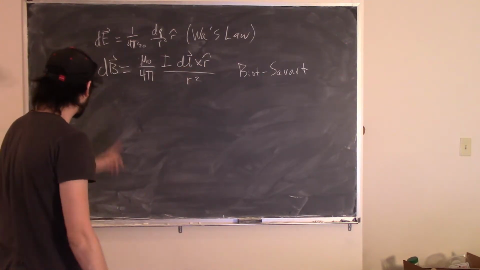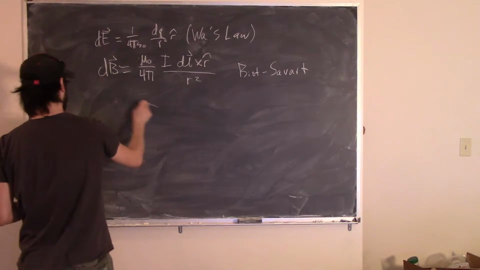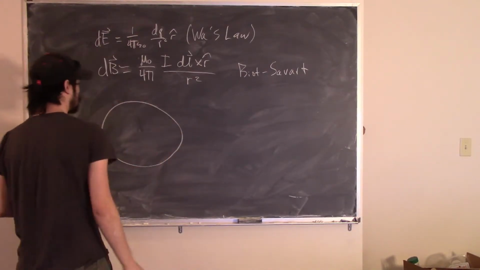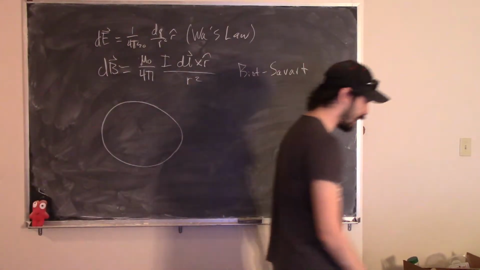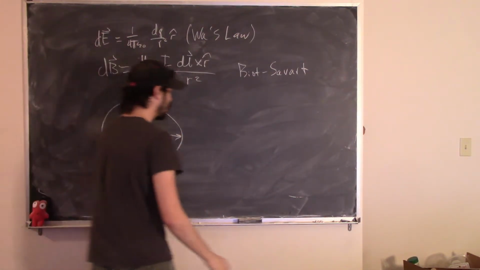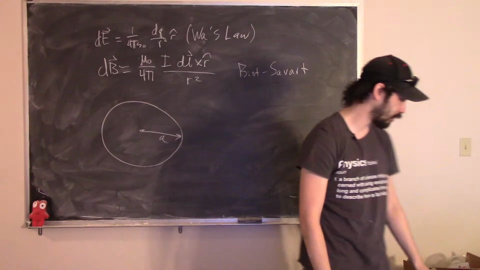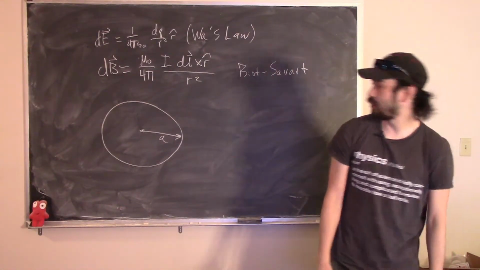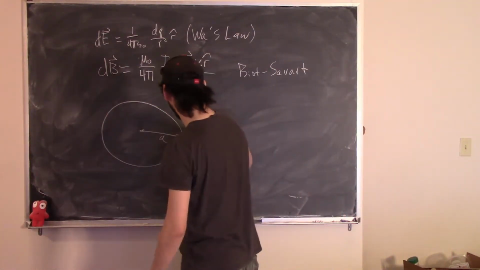Okay, so the problem that I had here was I said you have some circle of radius A. So this has some radius of A, and it has some current that goes around the loop in a clockwise direction. So the current is going to go this way.